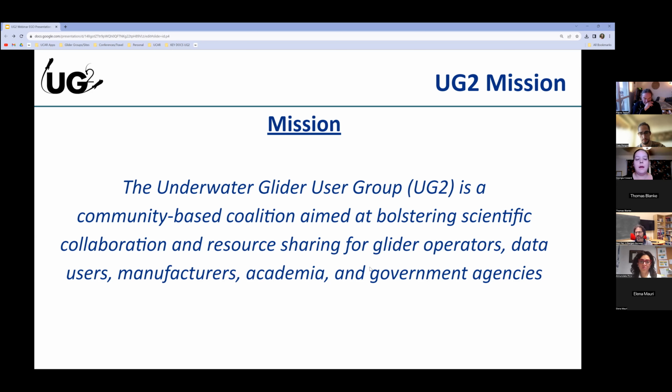This was a growing science, a growing field. So they really wanted to have a platform to communicate on their achievements and challenges. And this proposed group would act as a galvanizing entity for the United States glider community, really to encourage that information exchange. The mission for the Underwater Glider User Group when it was established is to act as a community-based coalition that aims to bolster scientific collaboration and resource sharing for glider operators, data users, manufacturers, academia, and government agencies.